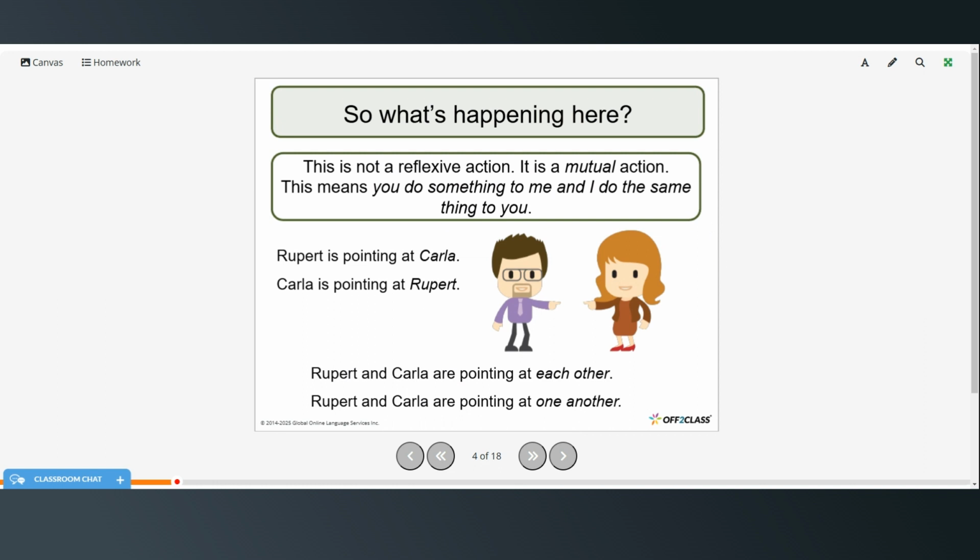So what's happening here? Now this is not a reflexive action, it is a mutual action. This means that you do something to me and I do the same thing to you. So Rupert is pointing at Carla. Carla is pointing at Rupert. So we would use the reciprocal pronouns. Rupert and Carla are pointing at each other. Or we could say Rupert and Carla are pointing at one another.